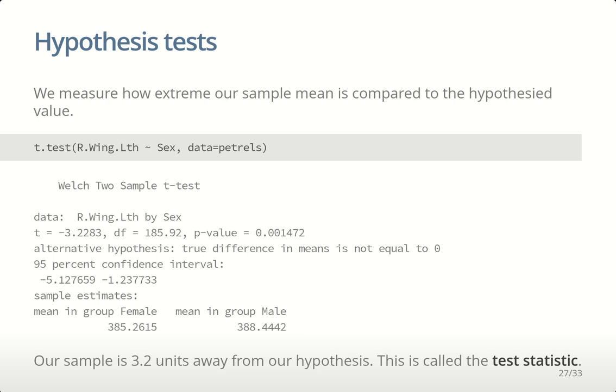0.15%. So it's saying that this sample is very extreme compared to the hypothesis of no difference. It'd be unlikely to get a sample like the one we got, with a big difference of 3.2 millimeters, just due to chance, just due to the sampling process. So our conclusion would be that the data we've seen here is inconsistent with that hypothesis. Our data is inconsistent with the hypothesis of no difference between male and female. Therefore, our data is providing evidence against that hypothesis.